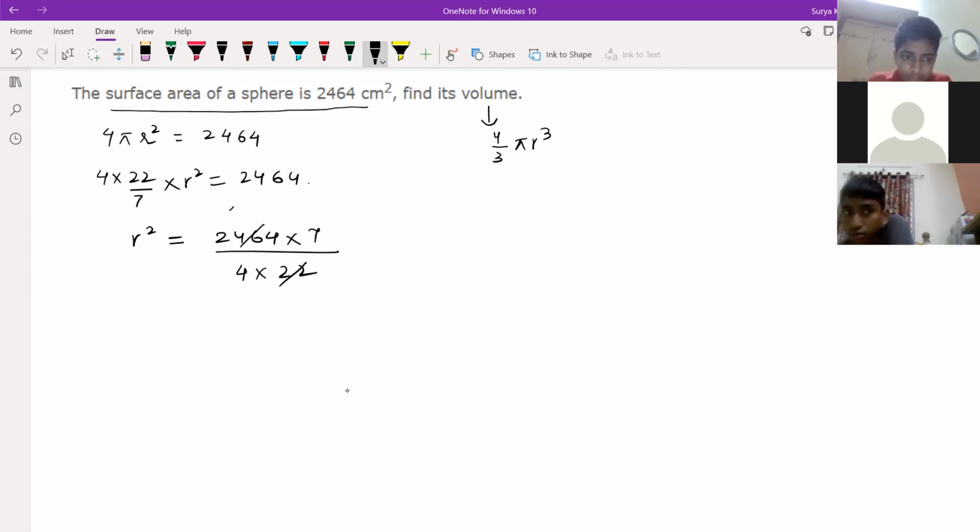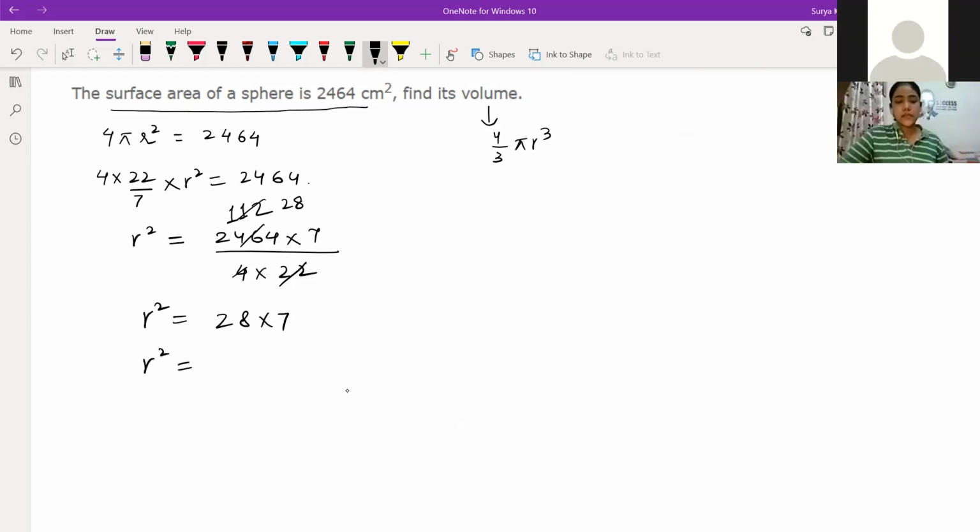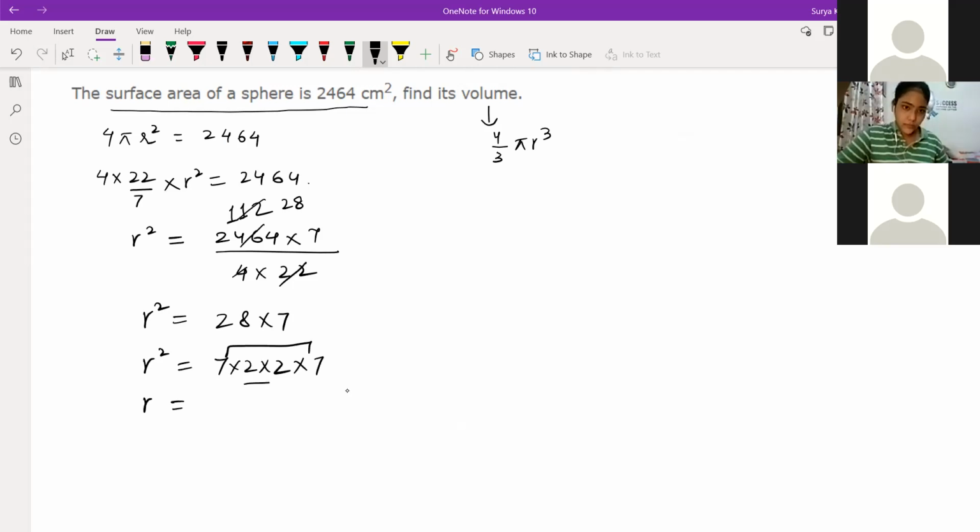22 table. This is 14. Okay, 14 is coming. All right. So 22 ones are 22, then 4 twos are 8, 4 eights are 96. The 28 into 7 is coming, right? R square, again, 28 we can write as 7 into 2 into 2, into 7. So R is equals to one pair of 7, and one pair of 2. So R is what? 14 centimeter. All of you got the answer? Yes, sir.